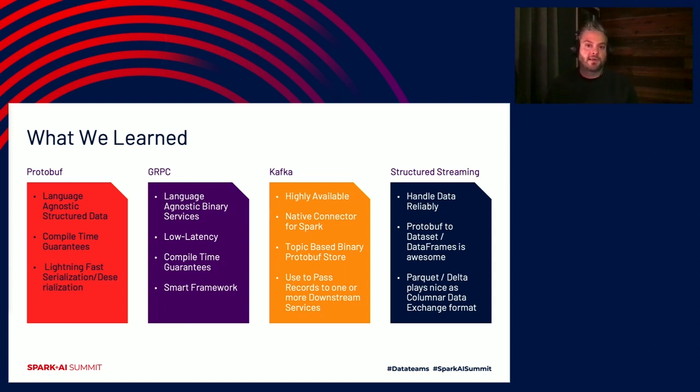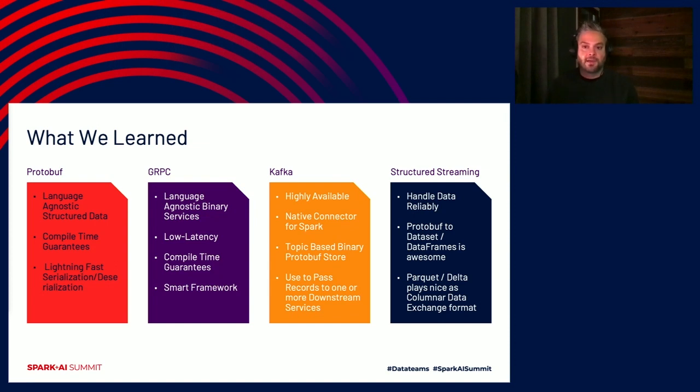gRPC, as I said before, is also language agnostic. It follows the same semantic properties that protobuf does, where you can create a common format and compile it down to your language of choice. It's also super low latency, given that it's running binary data over HTTP2. It also has compile time guarantees, so your API won't change for the version that you've compiled, which is the same thing protobuf offers. So compile time guarantees on your message format, and on your actual server and op layer. Plus, it's a super smart framework, which has a lot of momentum.